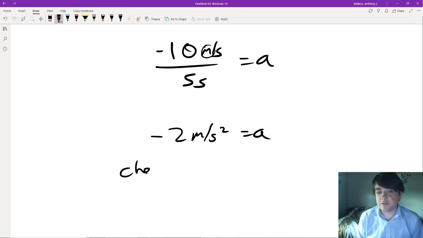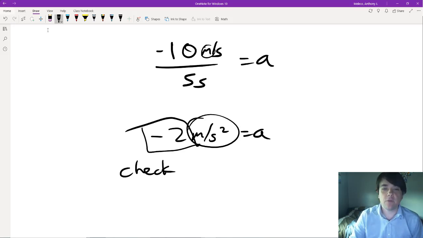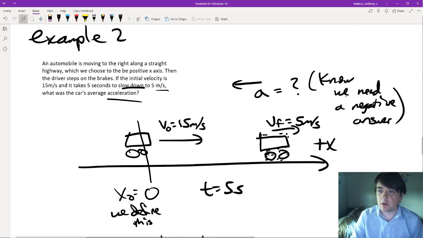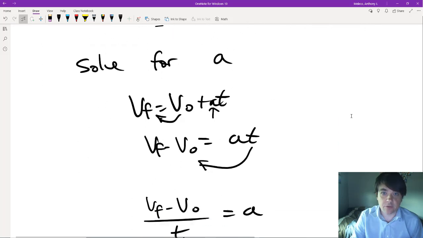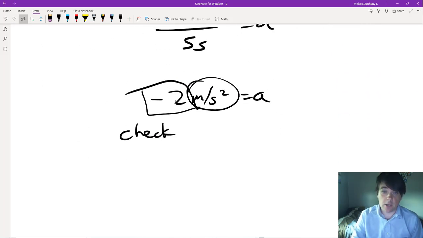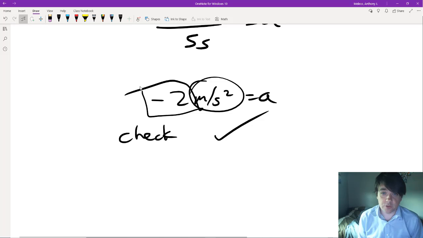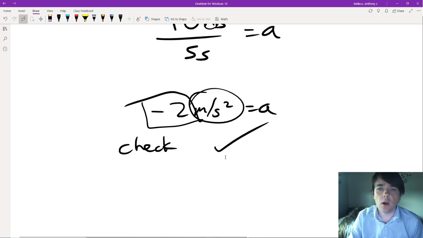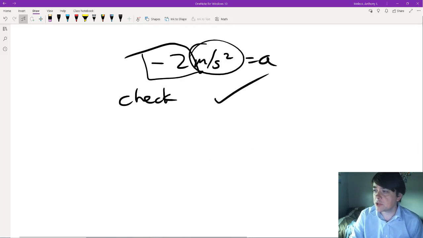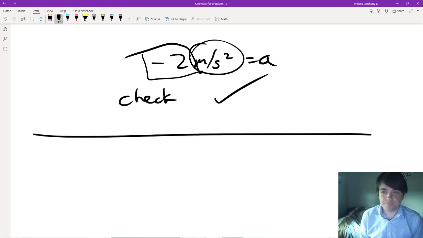So now checking our solution. We have the proper units. Looks good. And then this negative 2 right here, we claimed up here we need a negative answer because we're slowing down. So our acceleration should be negative. And it is. So looks good to me. Yeah, looks good. So let's go ahead and do another example.